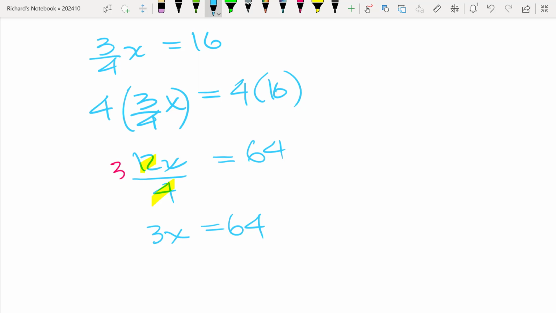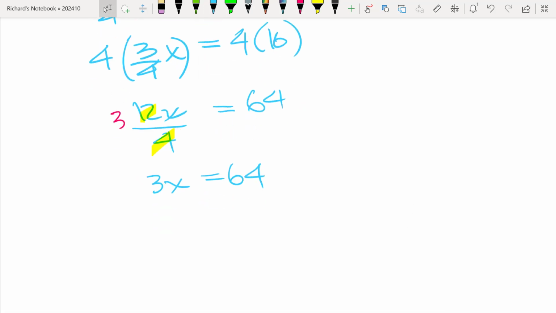I still have to solve for x. So what I'm going to do is divide both sides of the equation by 3, which is the number in front of the thing that I'm trying to solve for. Like that. Anything divided by itself is 1. So 3 divided by 3 is 1. So on the left-hand side of the equation, I'm left with x. And on the right-hand side, I'm left with 64/3. That fraction is in its lowest terms. Doesn't get any smaller. You can't reduce it, so you're done.